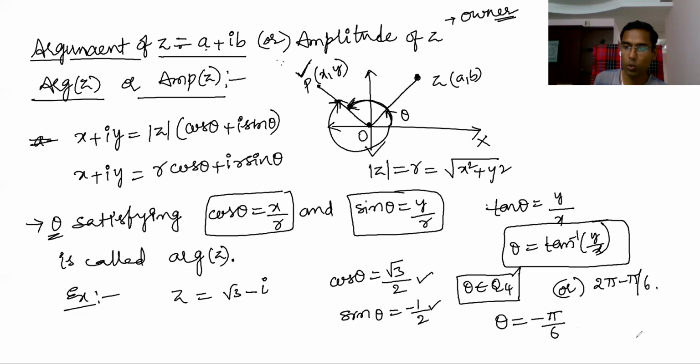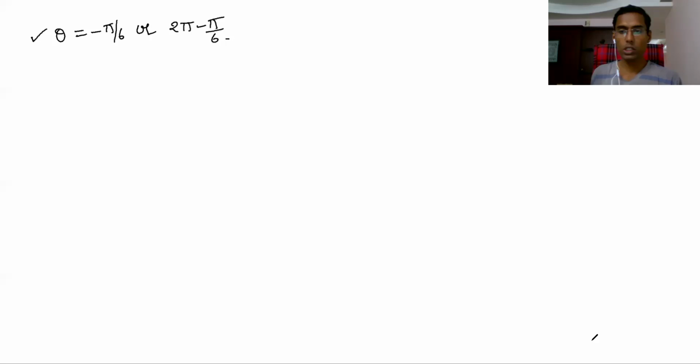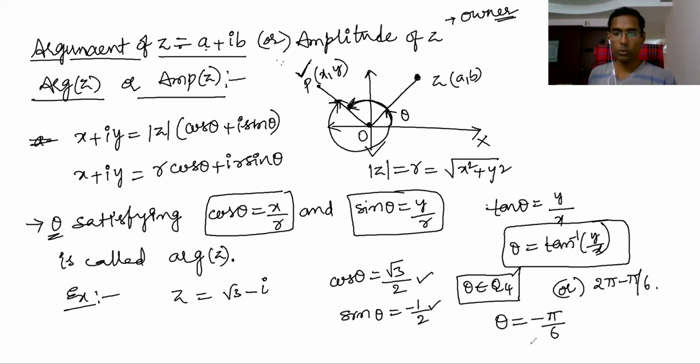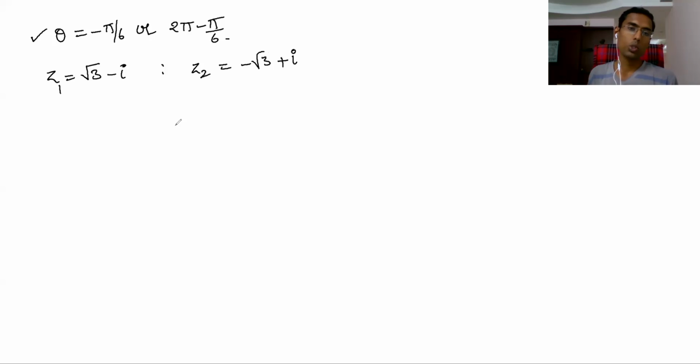So theta equals minus pi by 6 we got, or 2 pi minus pi by 6 we got. So this is the argument. Now I'll take another one. What I have taken is z1 equal to root 3 minus i. Now let's take z2 as minus root 3 plus i.